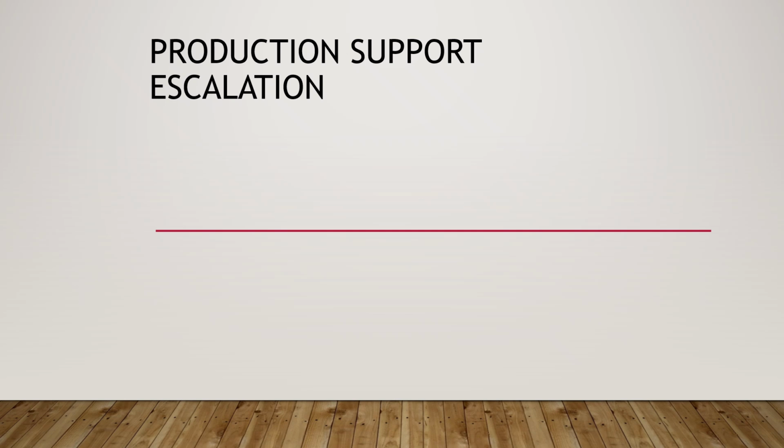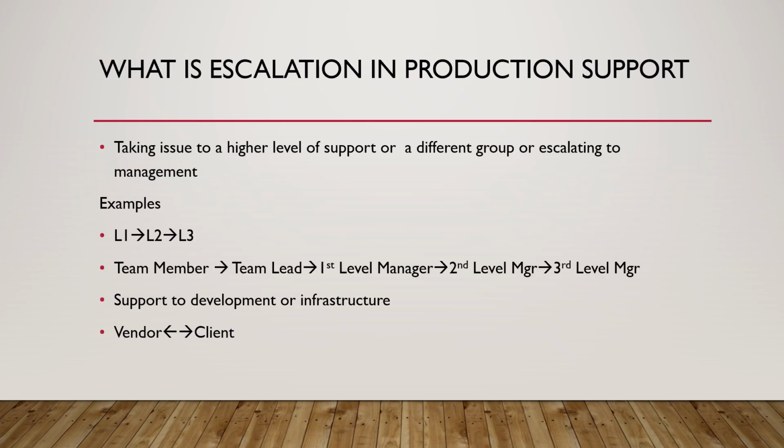Hello friends, today I will talk about an important area of production support, namely escalation. So what is escalation in production support? Basically, it's taking up an issue with a higher level of support or a totally different group or escalating to management. So when we are trying to solve an issue and if we are kind of stuck, we escalate to another group which has higher technical expertise or even someone in our team who has more technical knowledge, or we escalate to our manager. All these are examples of escalation.